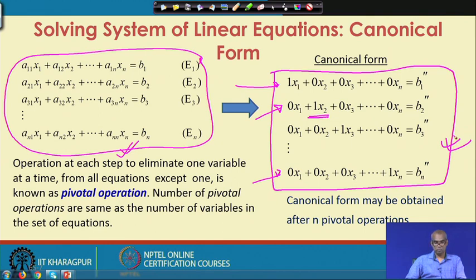Operation at each step to eliminate one variable at a time from all equations except one is known as pivotal operation. The number of pivotal operations is the same as the number of variables in the set of equations. So, the system of n equations in n variables was converted to canonical form after n pivotal operations.